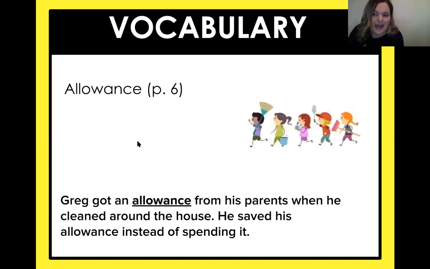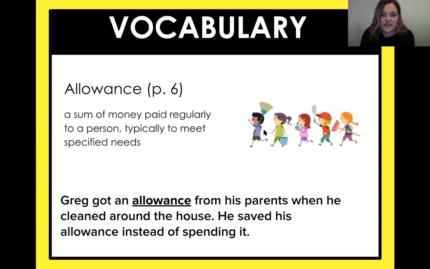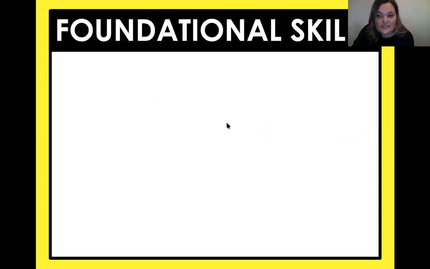What about allowance? So Greg got an allowance from his parents when he cleaned around the house. He saved his allowance instead of spending it. So what does allowance mean? It is a sum of money paid regularly to a person, typically if they meet certain needs. So if you get an allowance, if you do your chores maybe, but that is what Greg did.